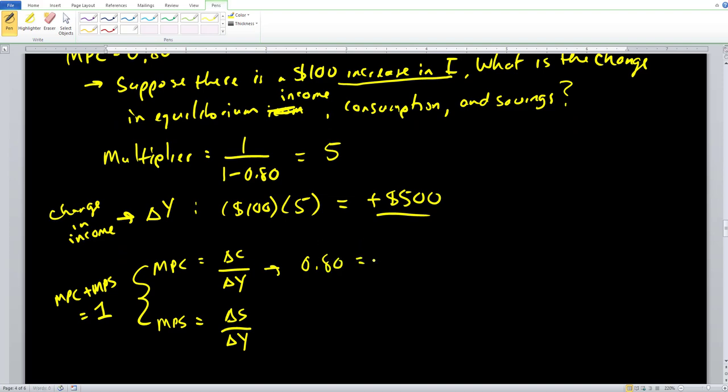Do we have a change in consumption? No, that's exactly what we're trying to solve for. So what is the change in our consumption once this happens? And then finally, change in income. We just solved that out. That was the positive $500 that we see right here, positive 500.